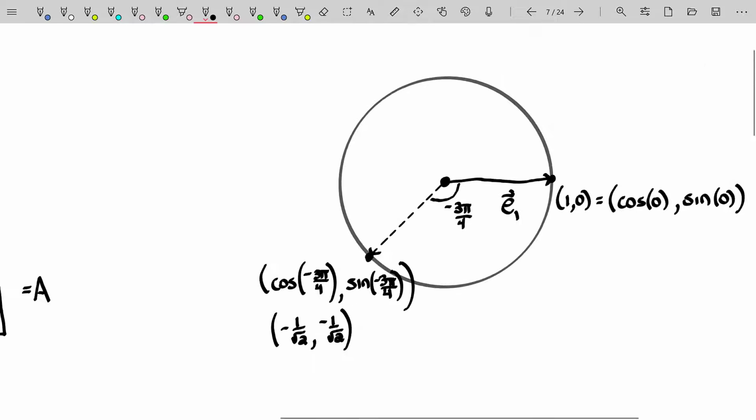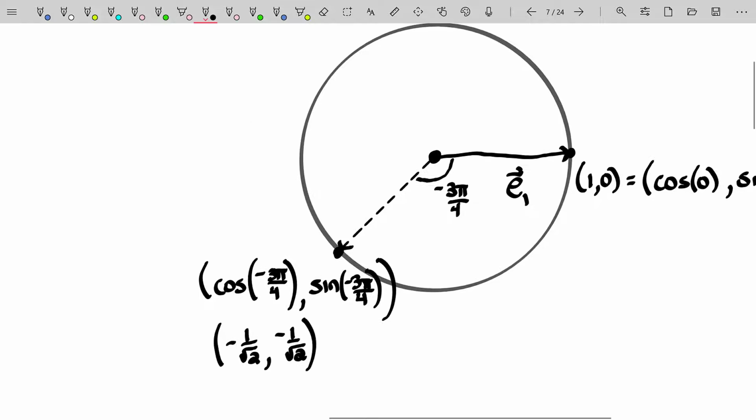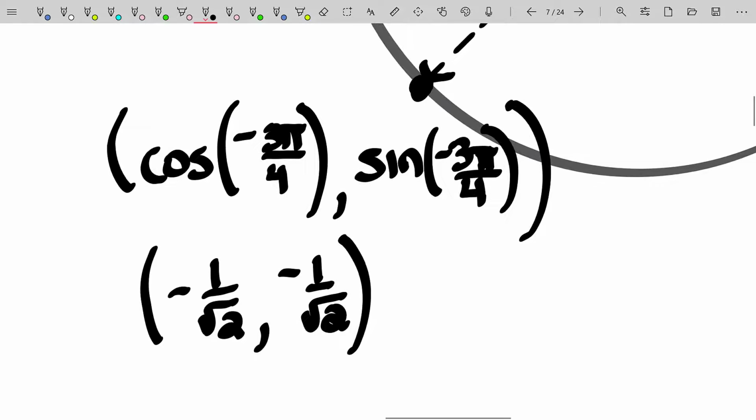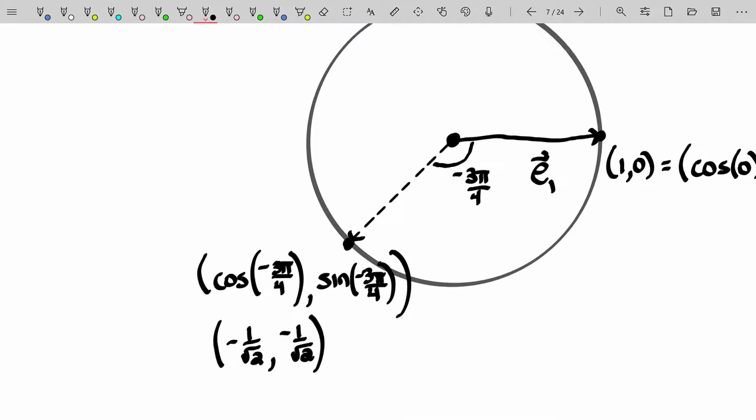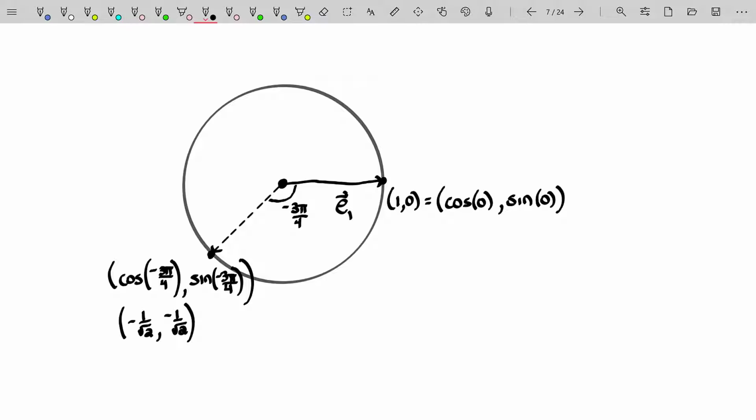And that's how I knew that that point was going to be (negative 1 over root 2, negative 1 over root 2). So initially, our transformation of the e sub 1 vector to that point really was applying the cosine of the angle, comma, the sine of the angle. Simply put, if I wanted a transformation that would rotate our vectors through an angle of theta, well, the e sub 1 vector would rotate to the point (cosine of theta, sine of theta). That would be the transformation of the e sub 1 vector.